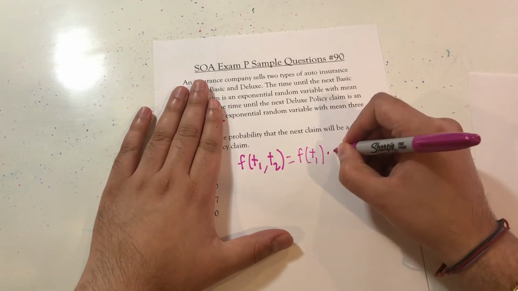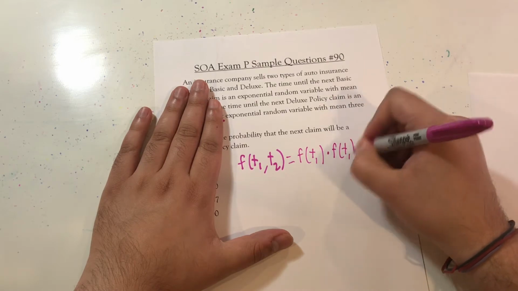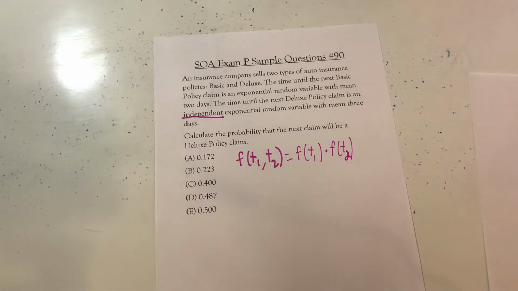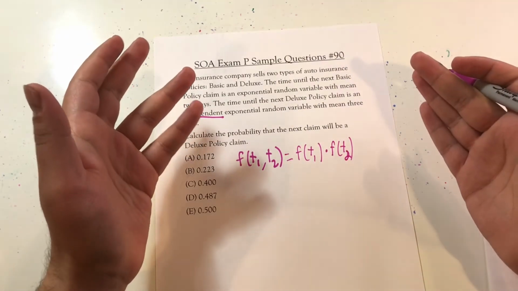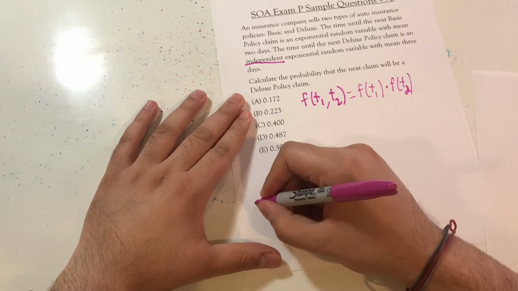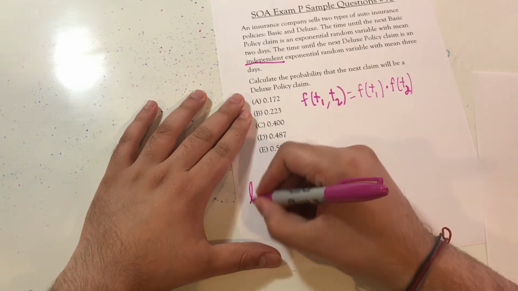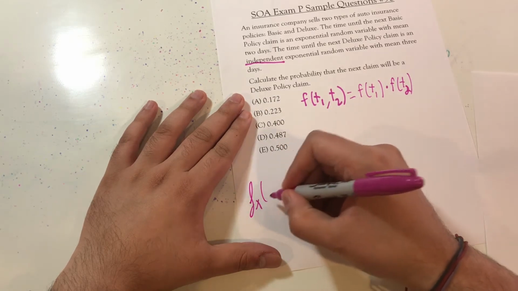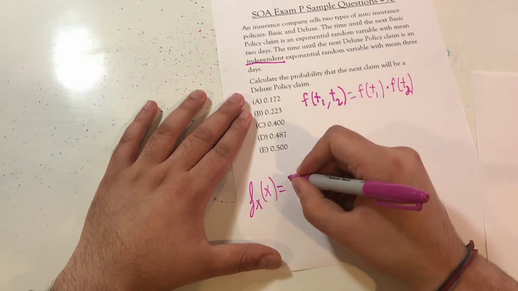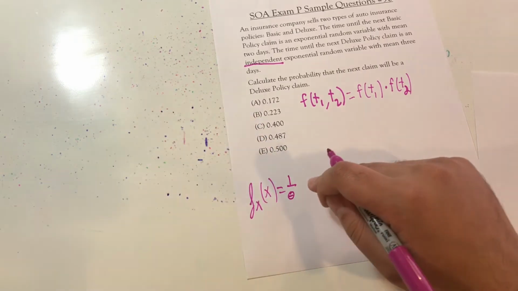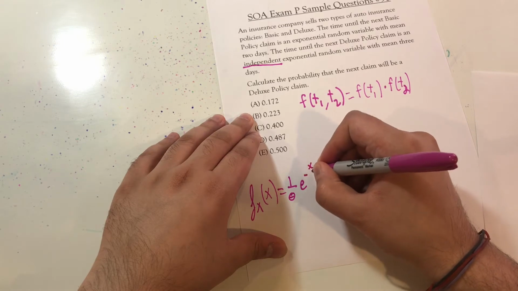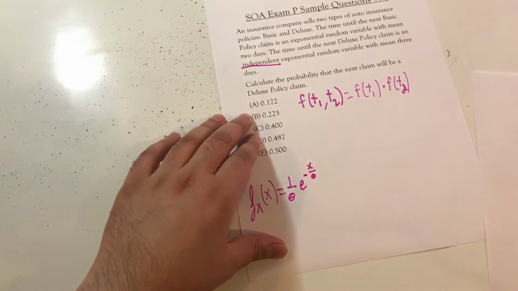Well, Sagar, how do we know what their density functions are? Great question, me. We're told they're exponential random variables. We should know the density of an exponential random variable. That is something you need to get down. Sorry, did I say joint density? I meant density. The density for an exponential random variable, f of x, is the following. It is 1 over theta, where theta is the mean, multiplied by e raised to the negative x over theta.